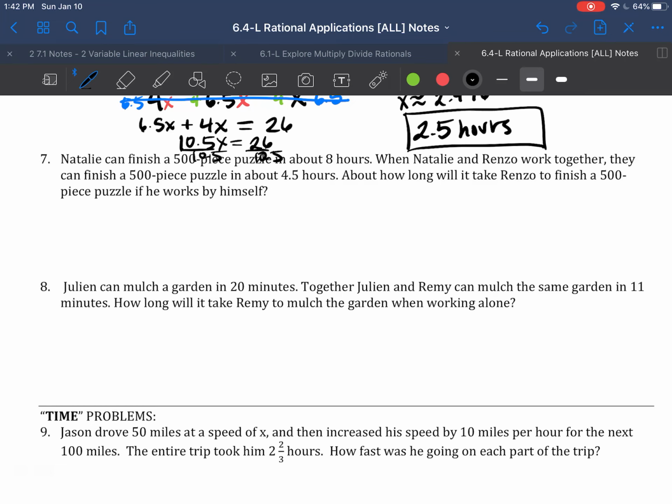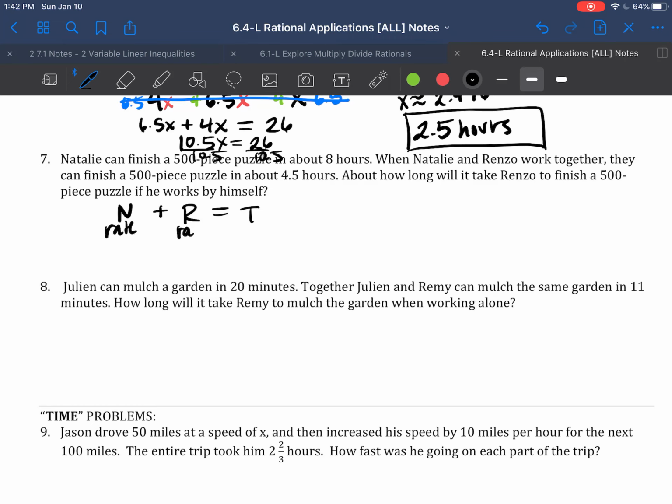So Natalie can finish a 500-piece puzzle in about 8 hours. When Natalie and Renzo work together, they can finish the puzzle in about 4.5 hours. How long will it take Renzo to finish a 500-piece puzzle if he works by himself? Okay, so remember, we're going to take Natalie's rate plus Renzo's rate, and that's going to equal their rate together.